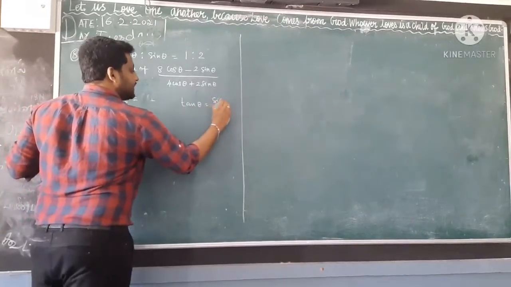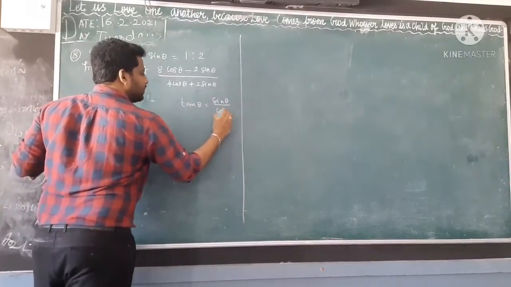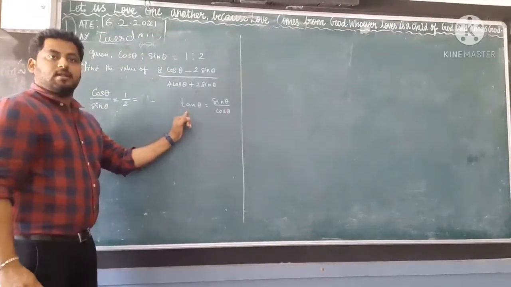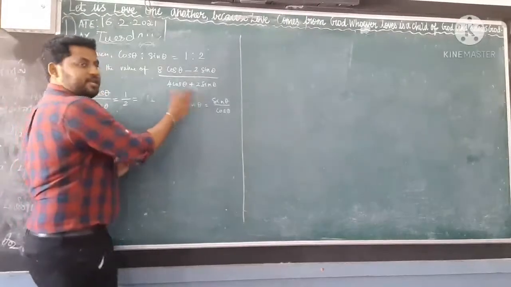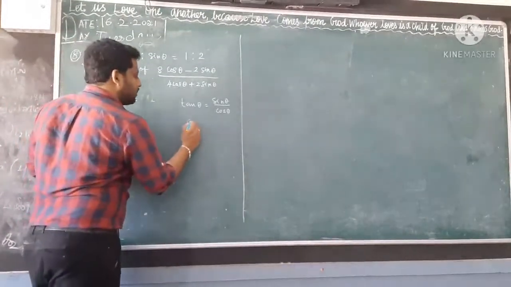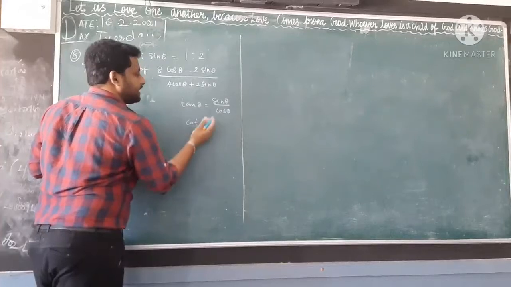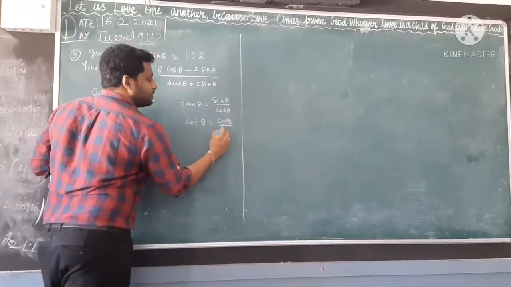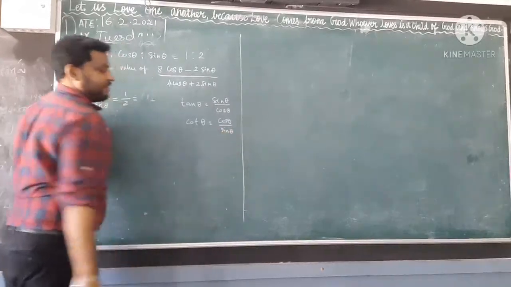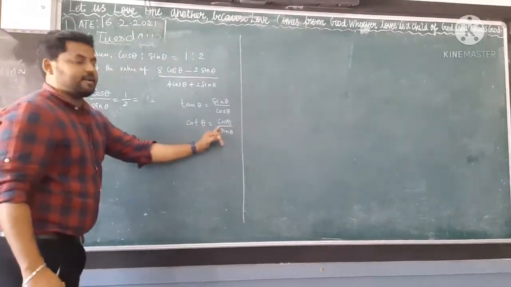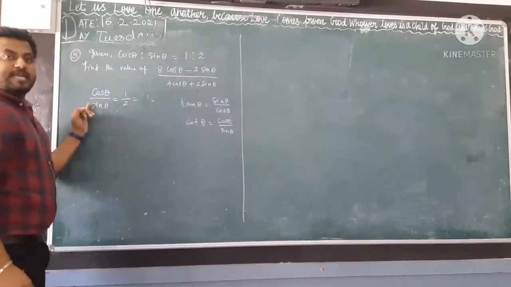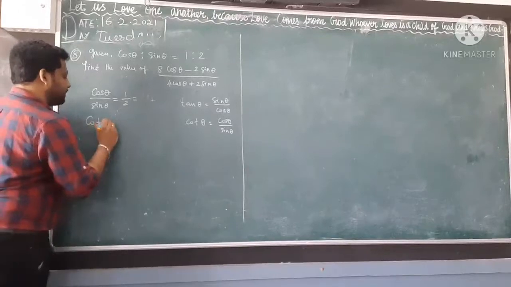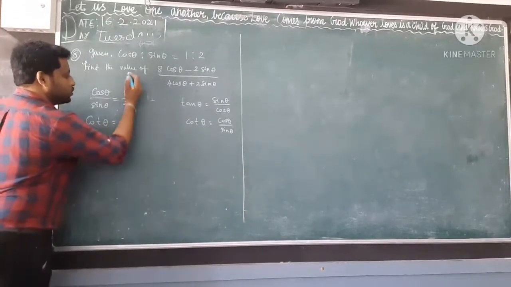So tan theta is equal to sin theta divided by cos theta. The reciprocal of tan theta is cos theta divided by sin theta. Then we can write cos theta divided by sin theta is equal to cot theta. So this value, cot theta, is equal to 1 by 2.